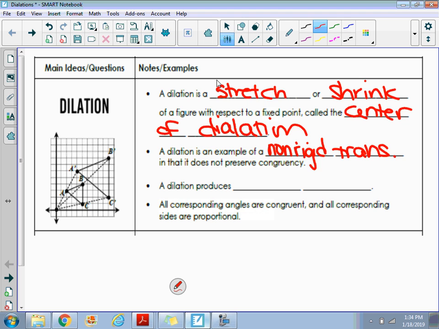Okay, so that means a dilation is the only transformation that is not an isometry. Remember we said isometry is like our synonym for rigid. Instead of producing a congruent figure, the dilation produces a similar figure. You guys remember similar figures from middle school? The angles were the same, but the sides were proportional. All corresponding angles are congruent. All the sides are proportional.